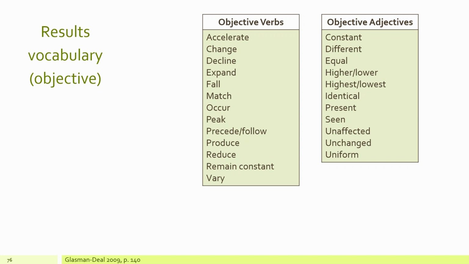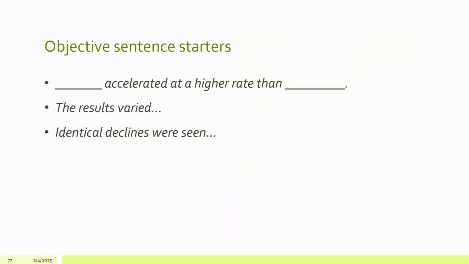Numerical values are also objective. Like we saw before, the verbs can be changed into adjectives by adding -ed for regular verbs. For example, accelerate to accelerated, change to changed, and vary to varied. Here are some objective sentence starters for you. "Blank accelerated at a higher rate than blank." "The results varied." "Identical declines were seen."